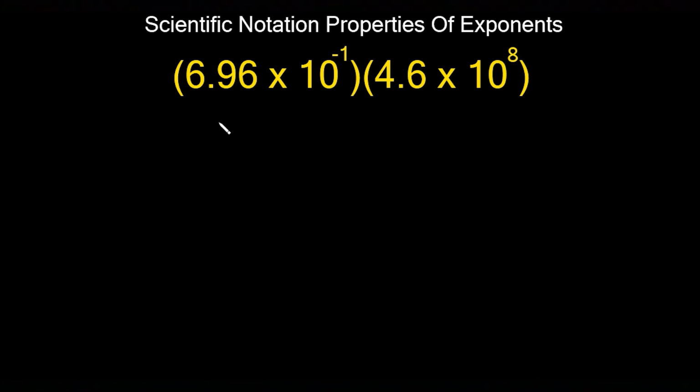So our first step, let's take care of m being right here and here. We're going to multiply and see what we get. So we're going to do 6.96 times 4.6. When you do that, you get 32.016. Okay? And now I'll have times 10 to the power of, again, I have a base of 10 here, a base of 10 here. I'm multiplying, I add the exponents. So -1 plus 8, that will give me positive 7. So I get positive 7.